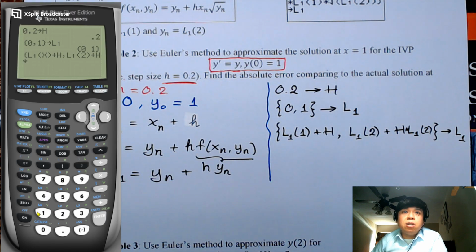Sorry. Okay. The old y plus h times the old y. Right, and then we just need to close it with the second parentheses, and store back into L1 to update it. So we have 0 and 1.